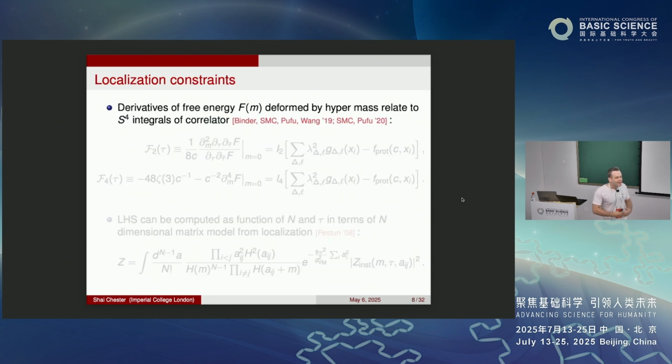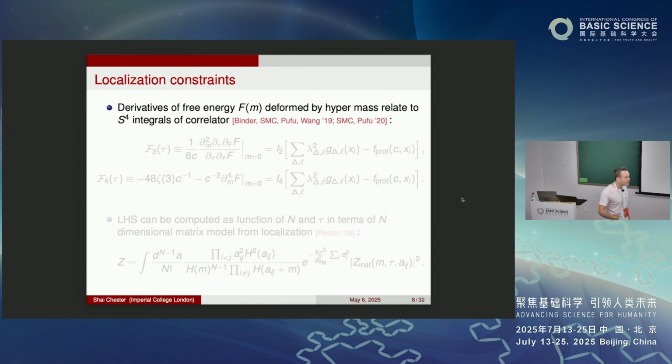So now let's move on to the next non-perturbative constraint. So we've discussed unitarity, we've discussed crossing symmetry. The final one is localization. It was shown originally by Pestun, I guess 15 years ago, that a quantity which is useful to consider is the mass-deformed sphere free energy. The mass couples to this hypermultiplet, which is part of the stress tensor multiplet. So this means that if you take derivatives of mass and set the mass to 0, then you get integrals of correlators of the stress tensor multiplet. And this is a purely kinematic fact.